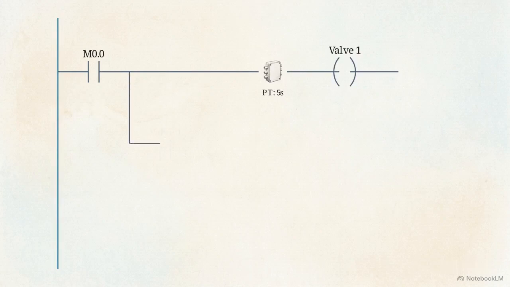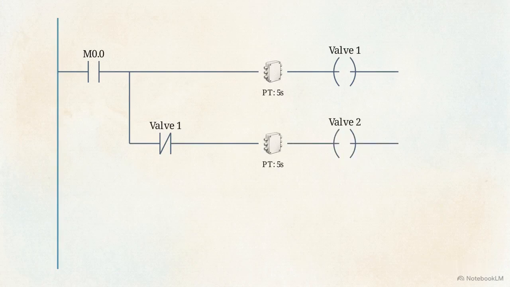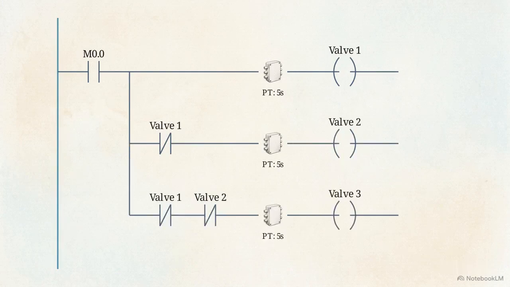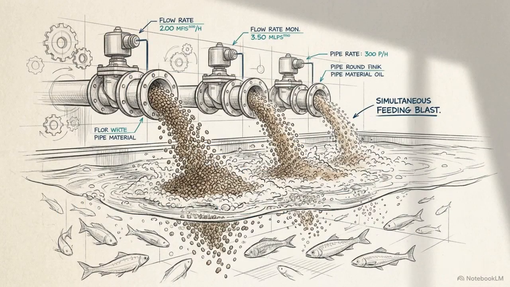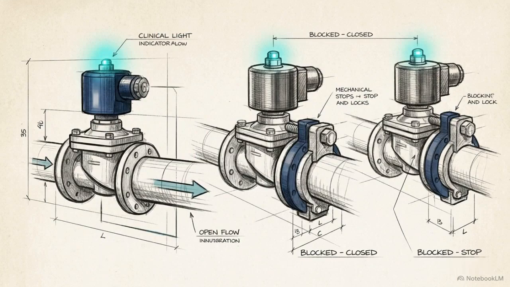On branch 2, place a normally closed contact for Valve 1 before Valve 2's timer so it waits. Valve 3 requires normally closed contacts for both previous valves to be off before starting. These normally closed contacts are essential. Without them, the timers for all 3 valves would receive a signal at the same moment, causing them to dispense food simultaneously. Using the state of a previous output to block the next step is a reliable way to enforce a strict sequential order in any PLC program.